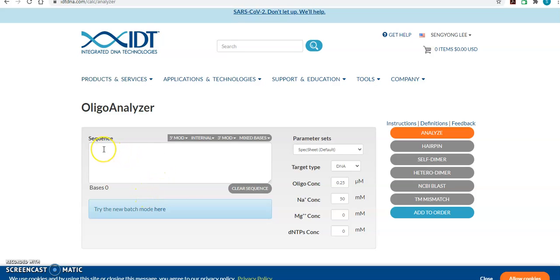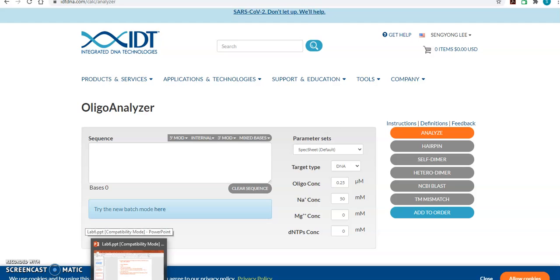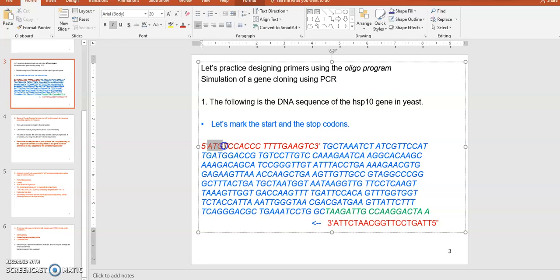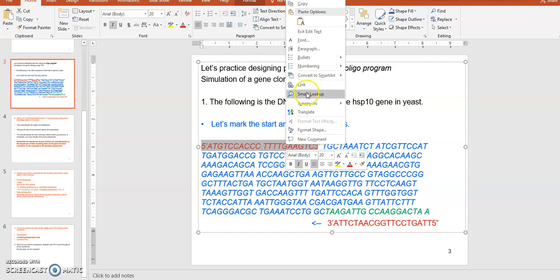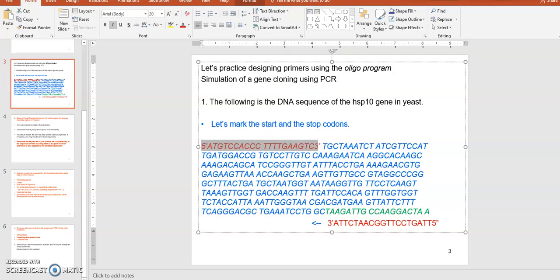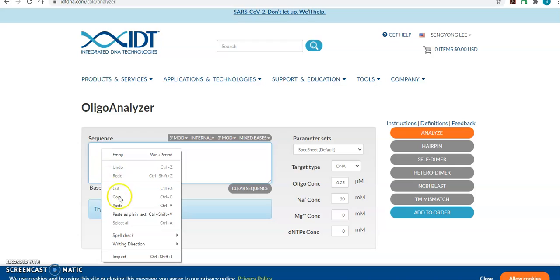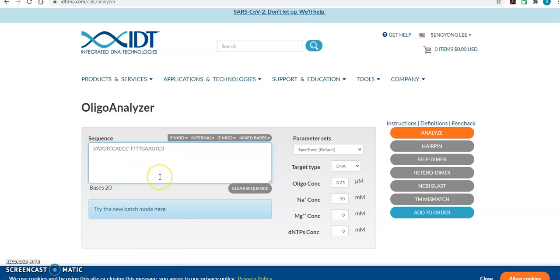Okay, let's say that you have the oligo analyzer opened up. Then what you're going to do is enter your primer sequence. For example, let's say that was the sequence of my first primer. Just highlight it and then copy it. Then open up the oligo analyzer website and enter your sequence by pasting it there. Okay, so I pasted that.